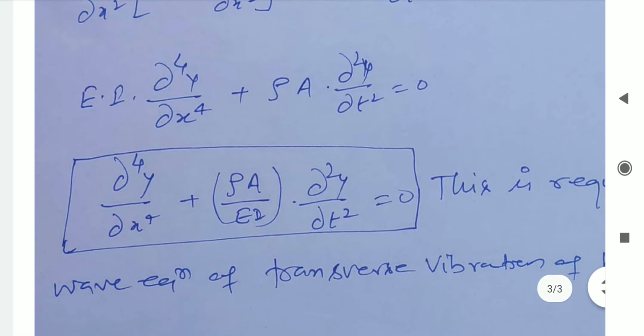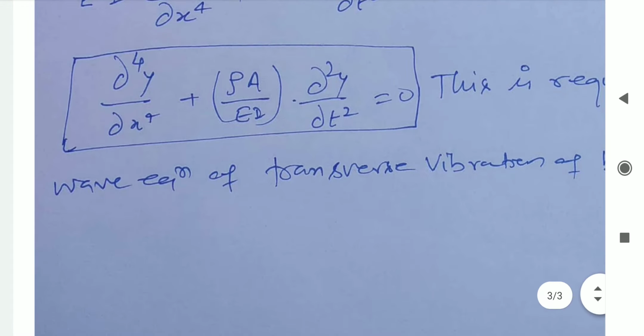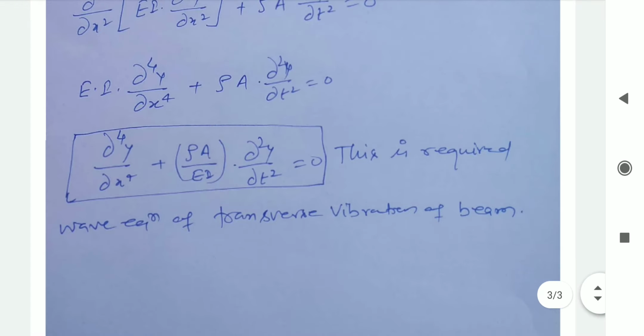So this equation is rewritten as ∂⁴y/∂x⁴ plus rho A upon EI into ∂²y/∂t² equal to 0. And that is the required governing equation for the transverse vibration, or the wave equation for the transverse vibration of the beam. So according to that equation, we obtain the transverse vibration. In this way, this is the equation, so you can determine the behavior of that beam.